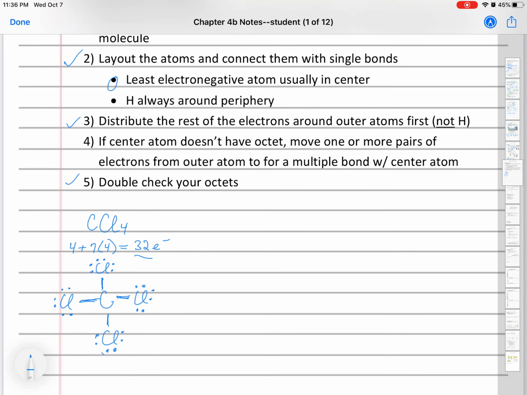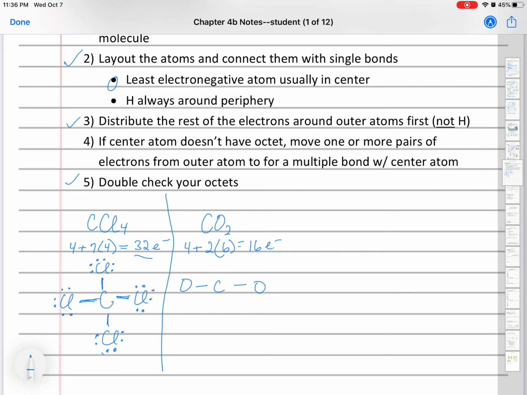Let's do another one. Let's do CO2, carbon dioxide. Start with our total number of electrons. We've got 4 valence electrons in carbon, and there are 2 oxygens, and oxygen has 6 valence electrons, group 6. So that's 12 plus 4 is 16 electrons. There are 16 electrons we're going to need to distribute. Now we're going to go to step 2. We're going to lay out the atoms with carbon in the middle, and the oxygens on the outside.